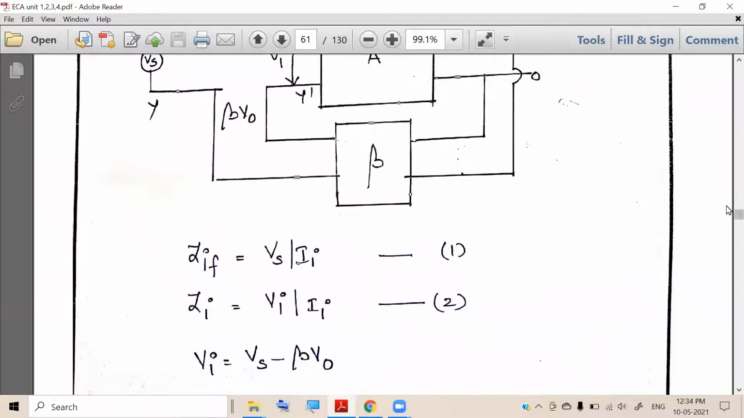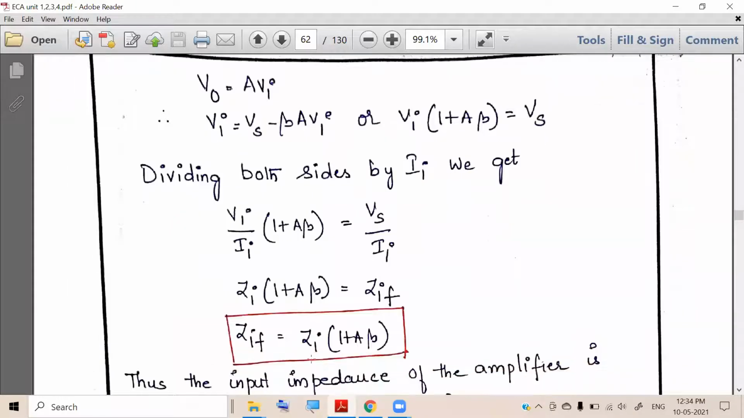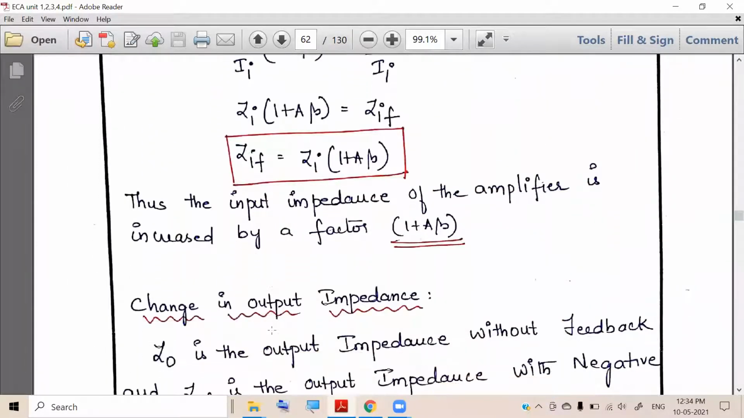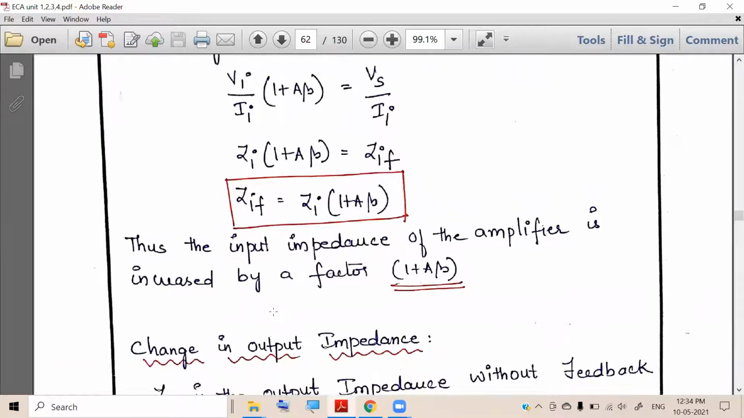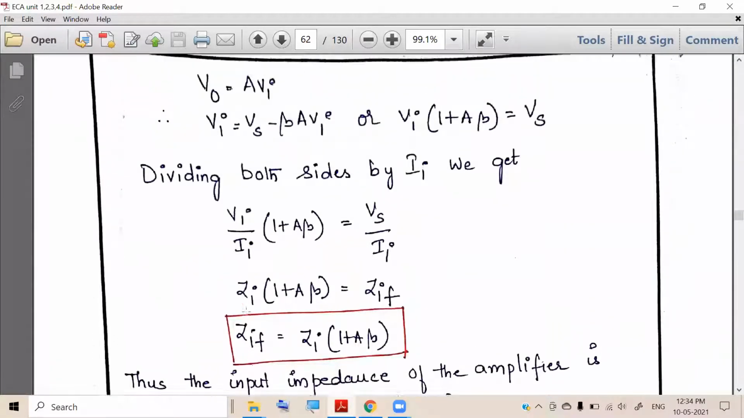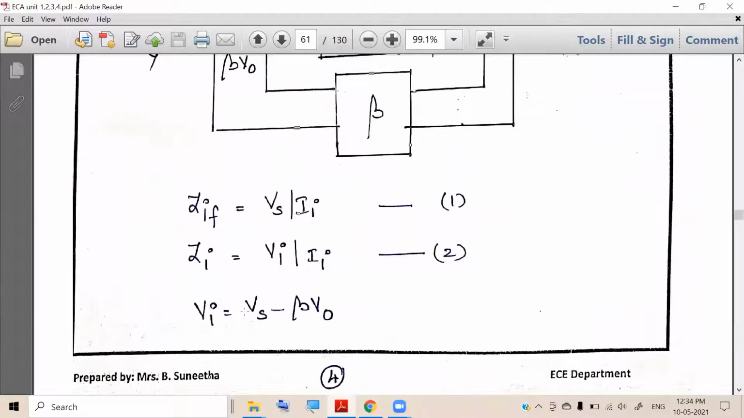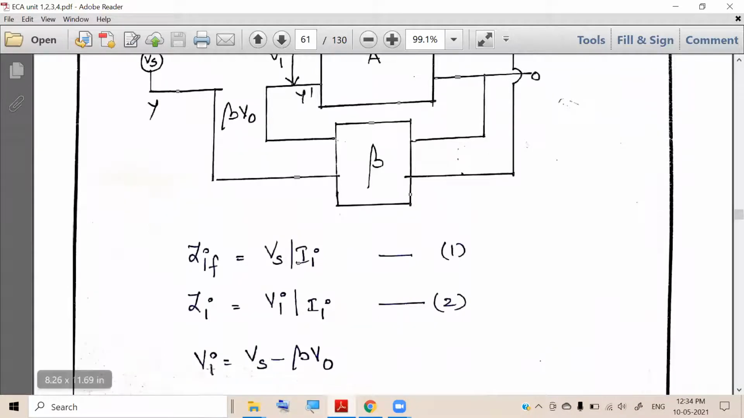Again I am stressing: one time we will take the concept, we will implement it 100 times. So this is our subject. We will learn only once, we will implement 100 times. So we are discussing output impedance. The rule for output impedance is we will make source voltage 0. So if you make source voltage 0, what is VI?